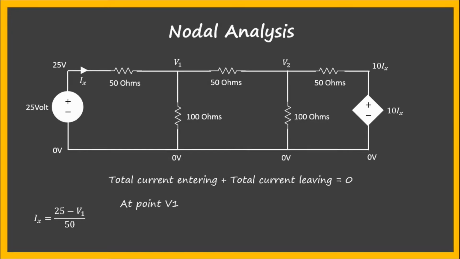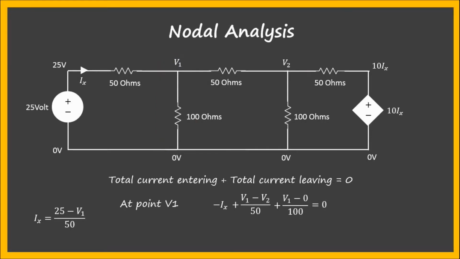As there are 3 junctions joining at that point, there will be 3 terms to add here. First one is minus Ix. Now why do we mention that the Ix is negative? Because it is the entering current at point V1. So that's why we write it as negative. Remember the convention where we said that the entering current is negative and leaving is positive. Then V1 minus V2 divided by 50 for the second term, and finally V1 minus 0 divided by 100 equal to 0.